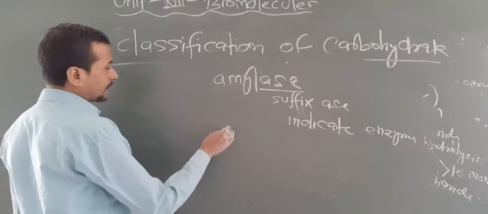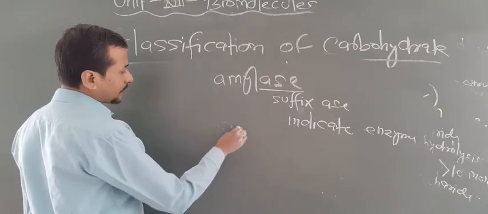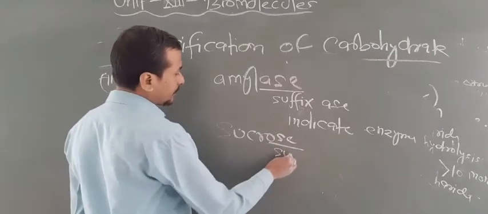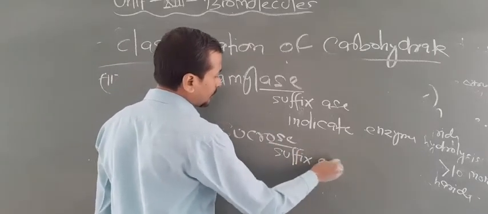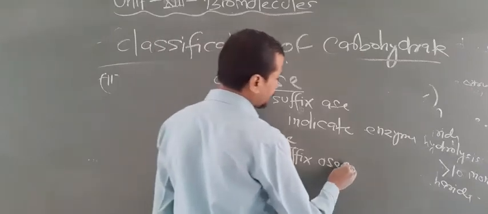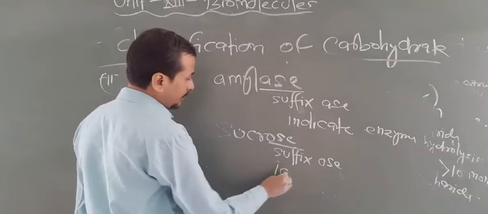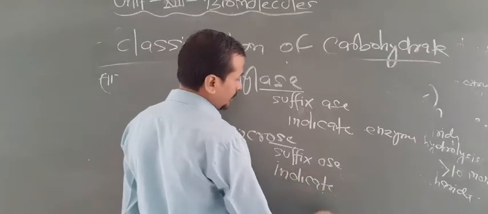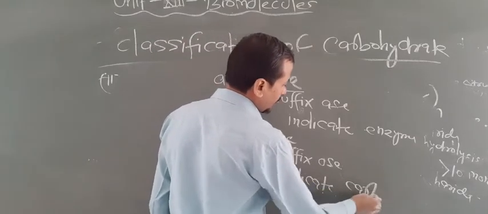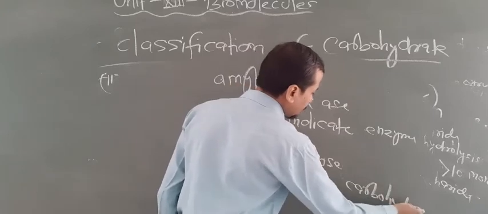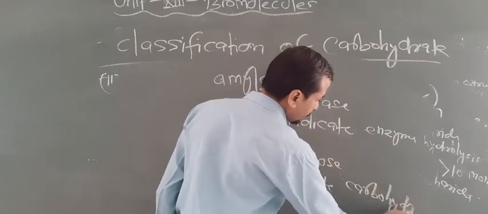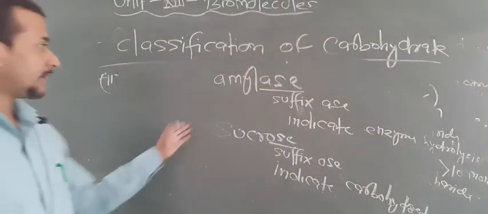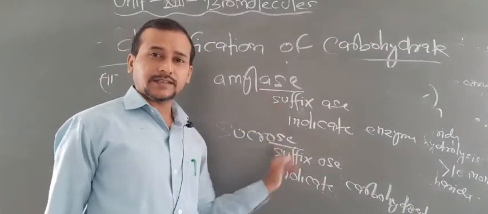If it is written like sucrose, here the suffix "ose" indicates carbohydrates. So in this way you can differentiate between carbohydrates and enzymes, which you have to know, okay dear students. This is the basic difference between enzymes and carbohydrates.